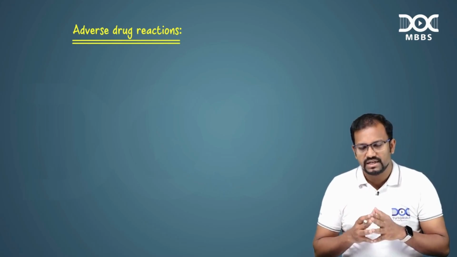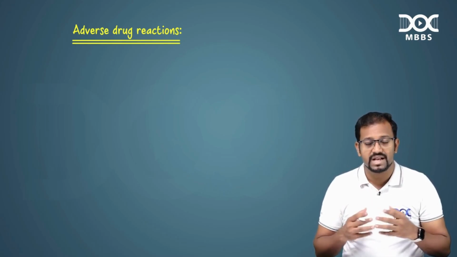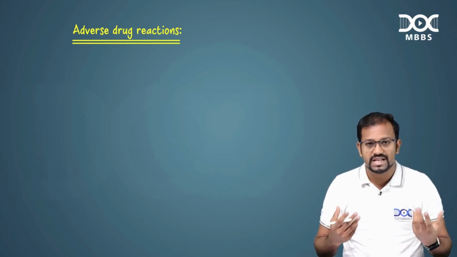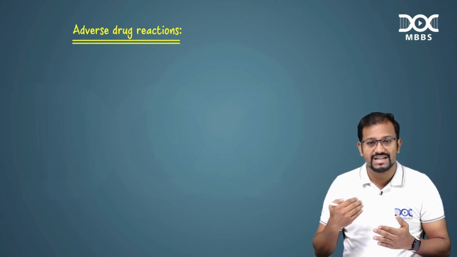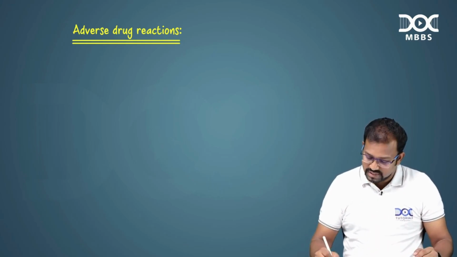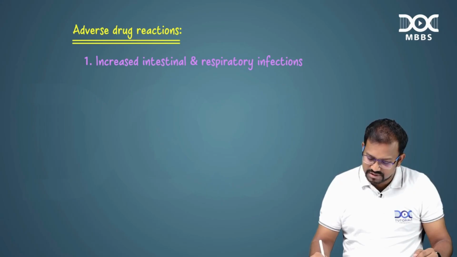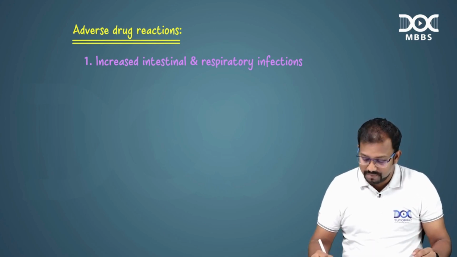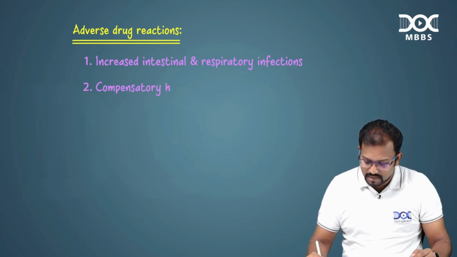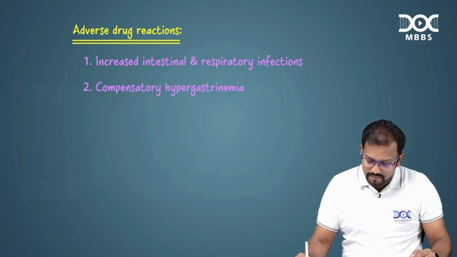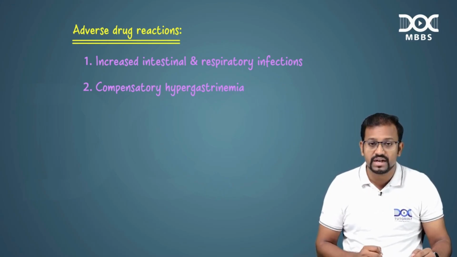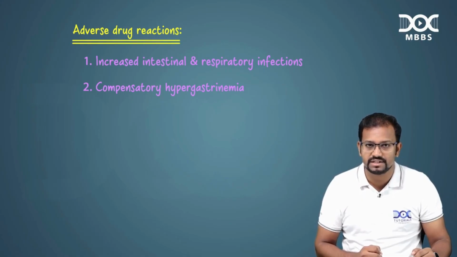But when you decrease the gastric acid, when you block the proton pumps, acid secretion will not occur. When acid secretion doesn't occur, there are more chances of the intestines landing up in infections. So there are increased chances of intestinal and respiratory infections. There might be compensatory hypergastrinemia, because acid secretion is decreased, and in order to increase acid secretion, gastrin levels might be increased again.